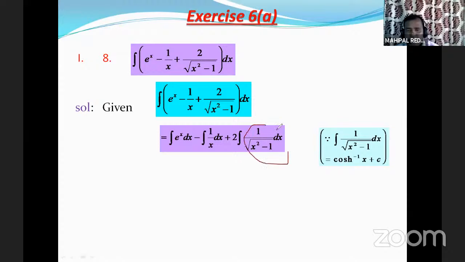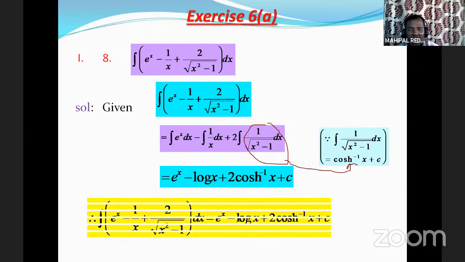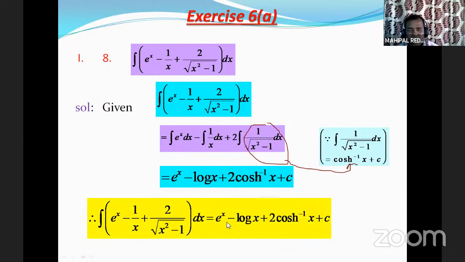But I'm substituting here the value cosh inverse of x. So the integration of e power x, an exponential function, differentiation or integration gives the same function e power x, and integration of 1 by x is log x, plus 2 into integration of 1 by under root of x squared minus 1 is cosh inverse of x plus c. So the solution of the given question is e power x minus log x plus 2 cosh inverse of x plus c.